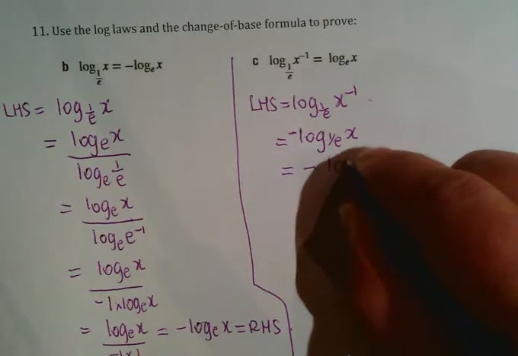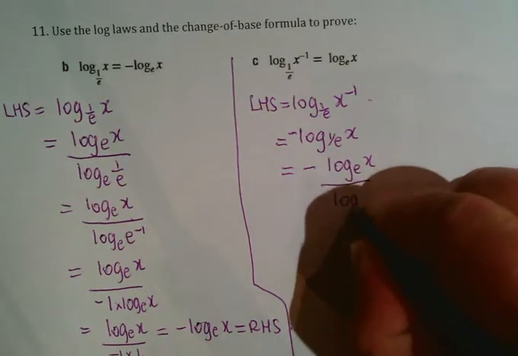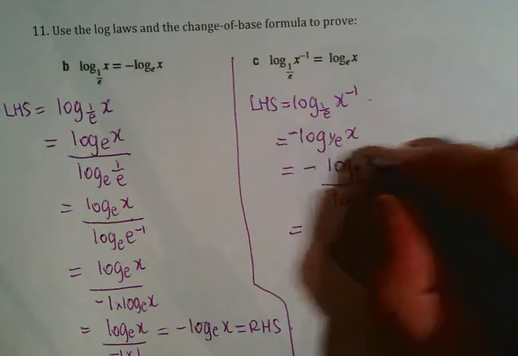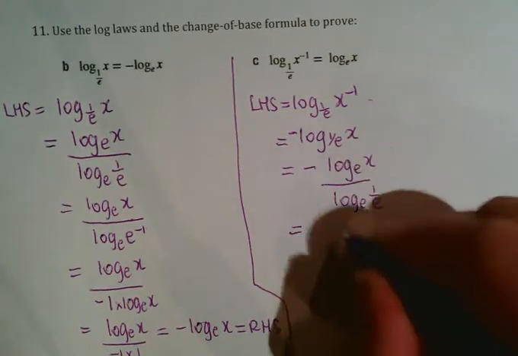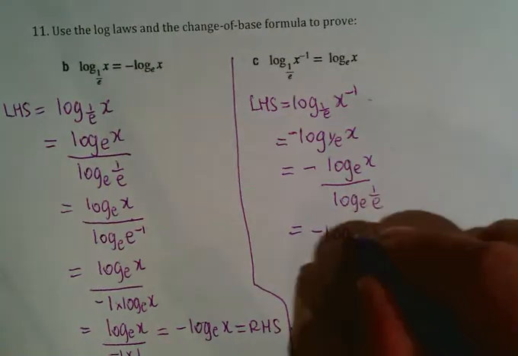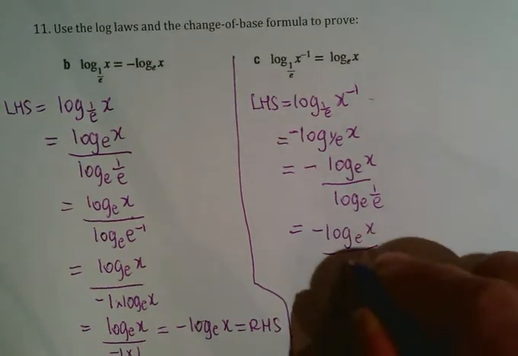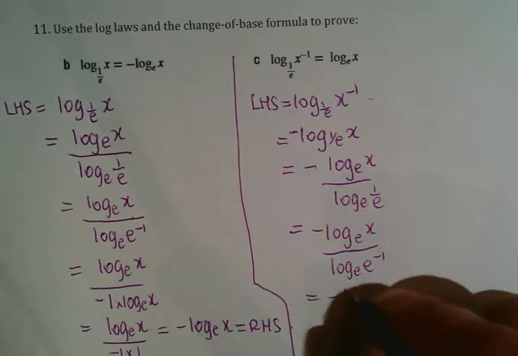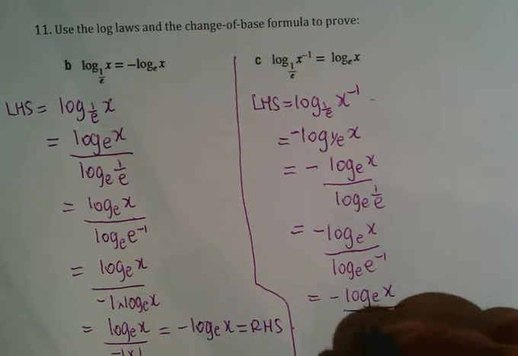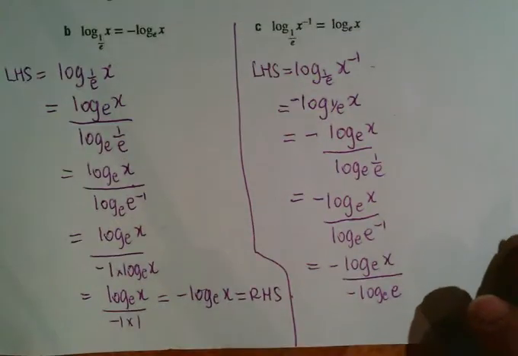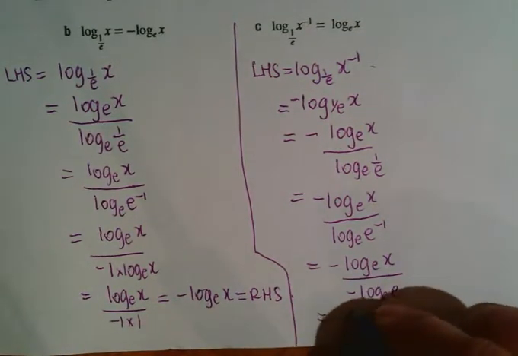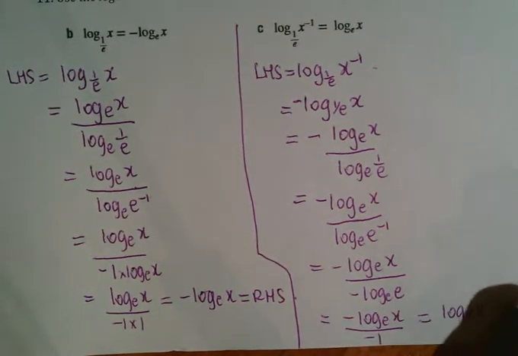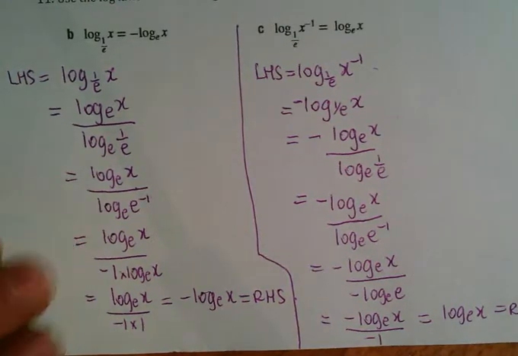So it's negative log to the base e of x over log to the base e of 1 on e. So what I've done is I've brought that negative 1 to the front first. Then I've applied my change of base. Now, just rewriting this denominator, we've got negative log to the base e of x over log to the base e of e to the power of negative 1, and then the negative comes to the front. So I've got negative log to the base e of x over negative log to the base e of e. Now we know that log to the base e of e is 1, so it's negative log to the base e of x over negative 1, which is just log to the base e of x, which is equal to the right-hand side. Okay.